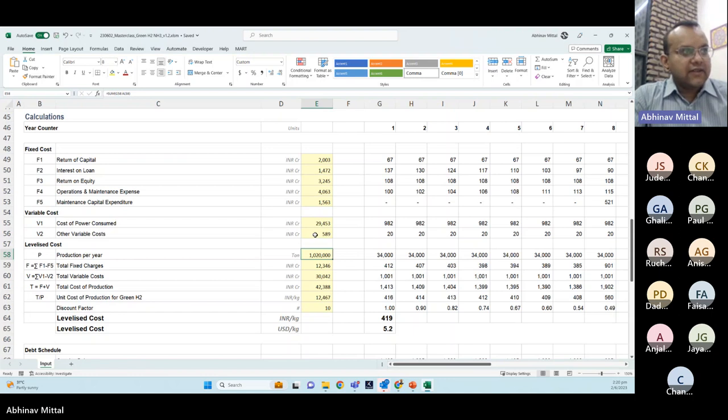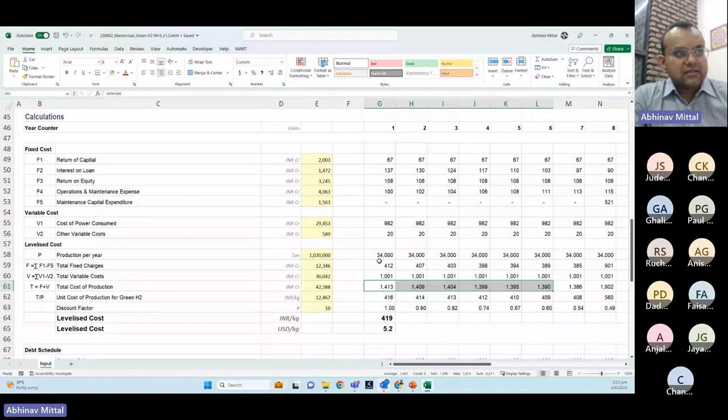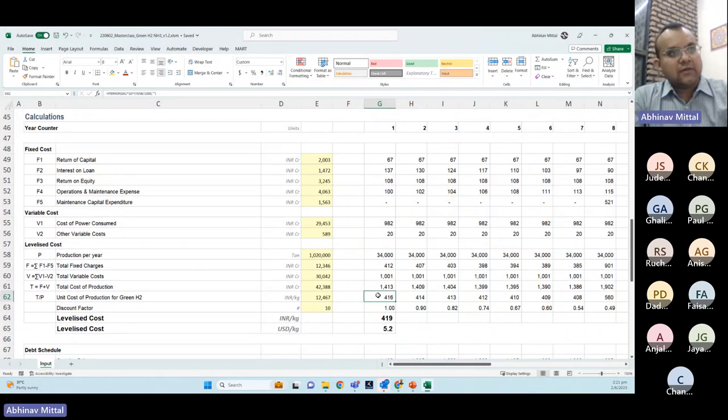Based on these things, we have to recover all these items, and the total cost of production, if you compute, comes out to be this number every year, right? Now this is the total cost of production based on addition of all the figures. And then you can actually get a per ton number or per kilogram number, which is basically the total cost every year divided by your production capacity.